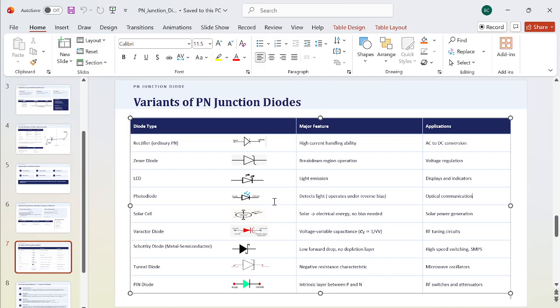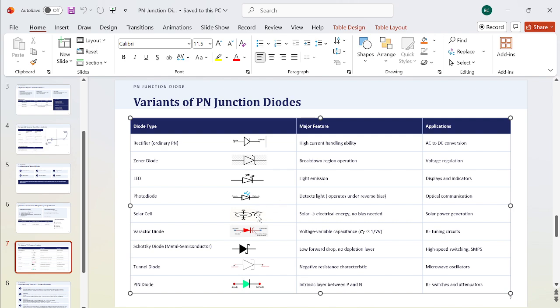reverse biased PN junction. Another variant is a solar cell, which is mostly used for the conversion of solar energy into electrical energy. In this case, no external bias is required, so neither is it forward biased nor reverse biased externally. Bias is generated itself in this device. It is used for solar power generation. The symbol is shown here.